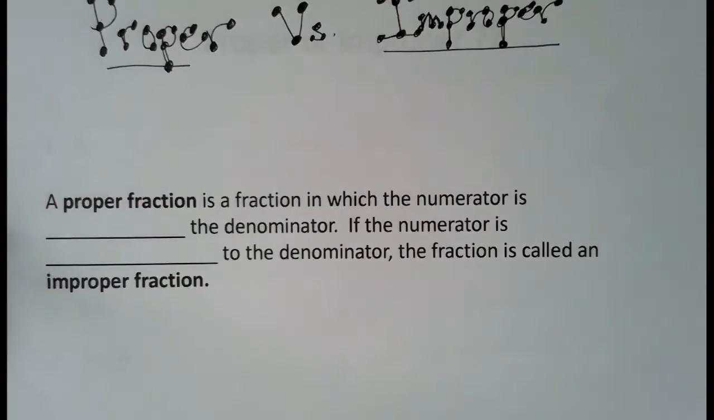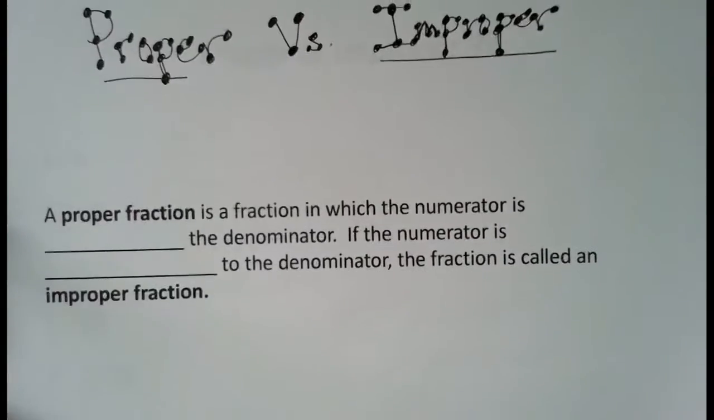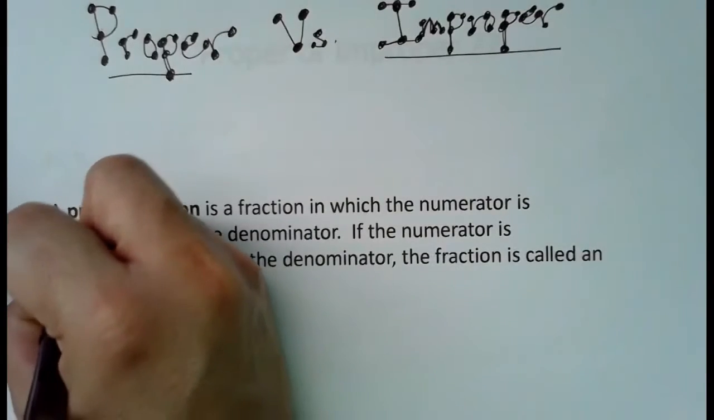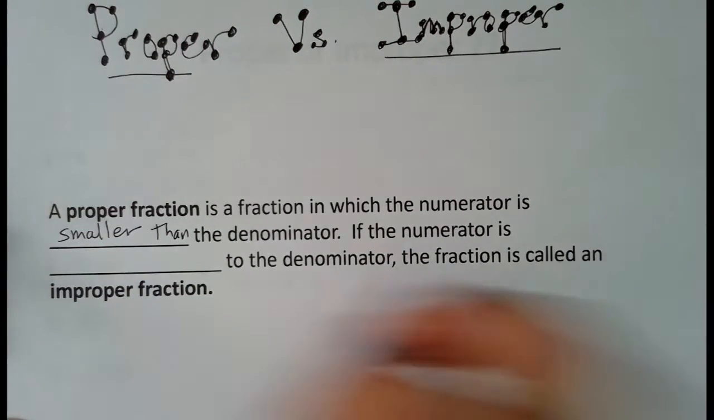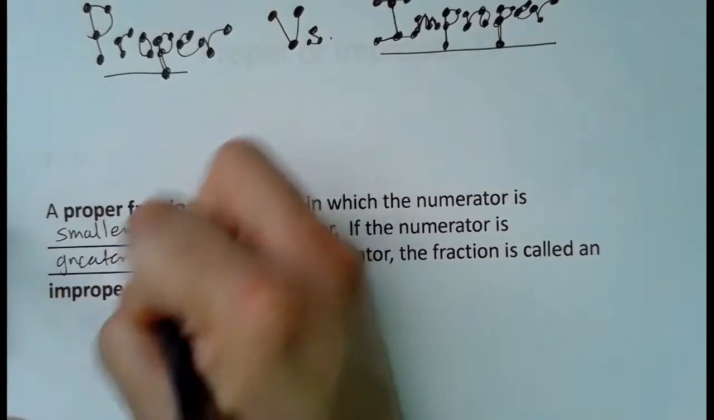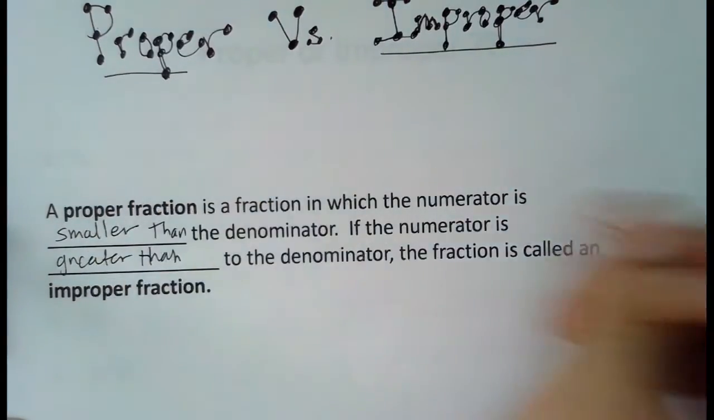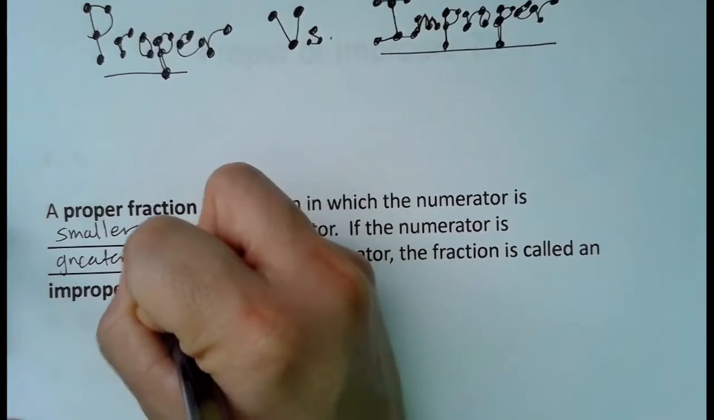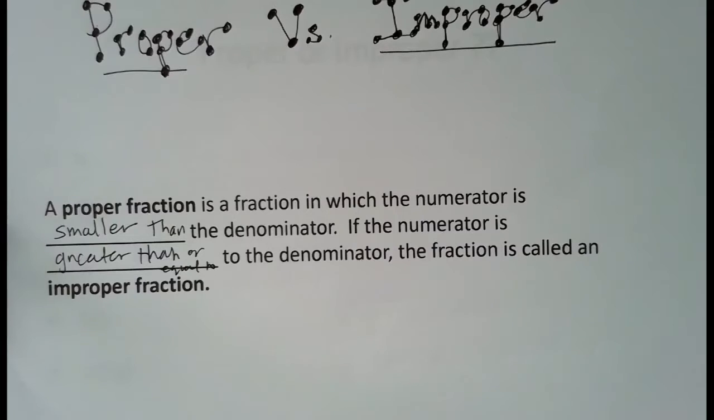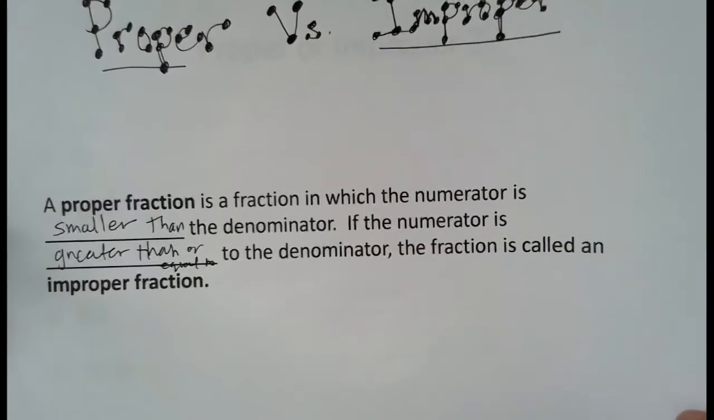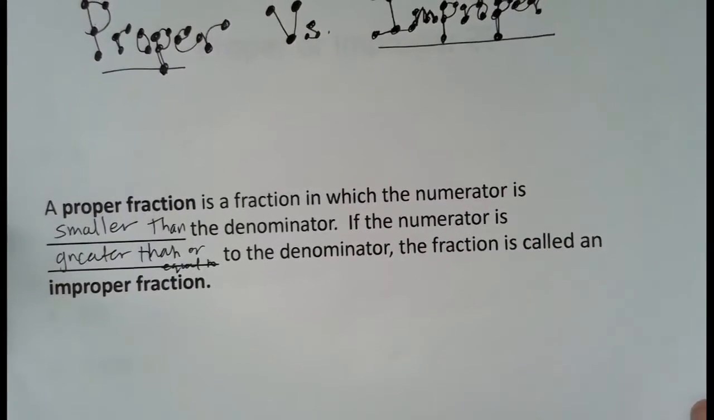Okay, proper versus improper. A proper fraction is a fraction where the numerator is smaller than the denominator, or less than. If the numerator is greater than or equal to the denominator, right? But mostly greater than. It's very obvious if you see that it's greater than. If the numerator is equal to the denominator, well, that's just the number 1. So if the numerator is greater than the denominator, the fraction is called improper.